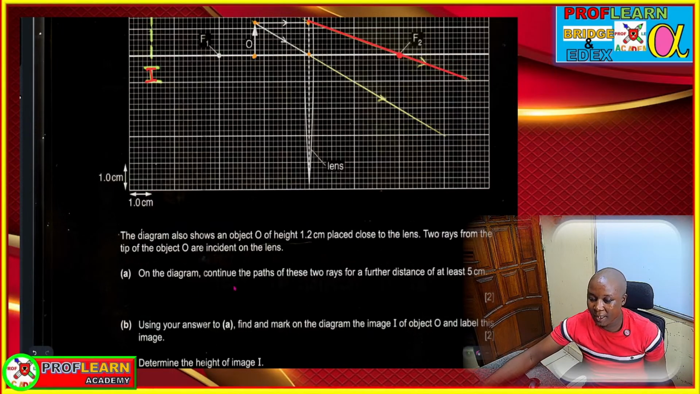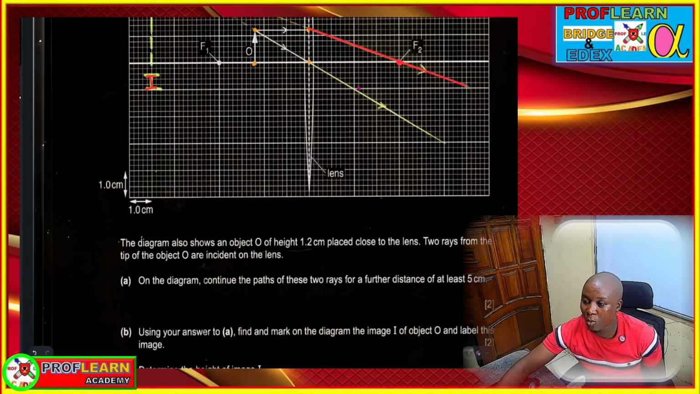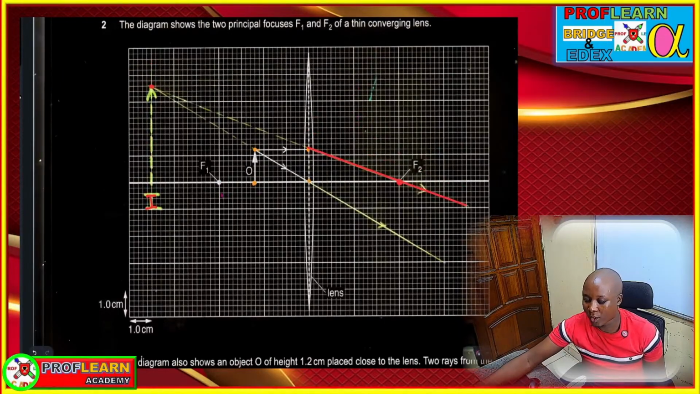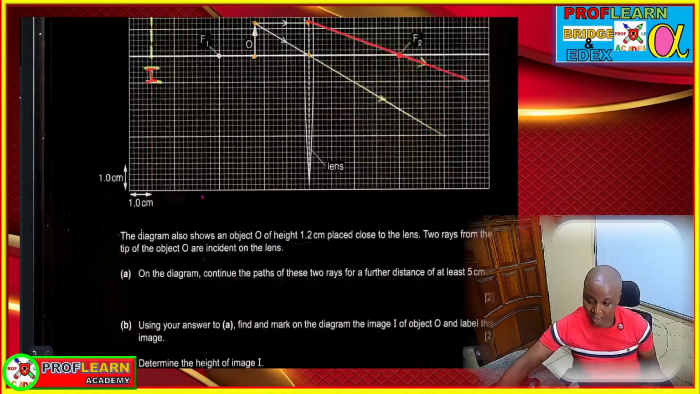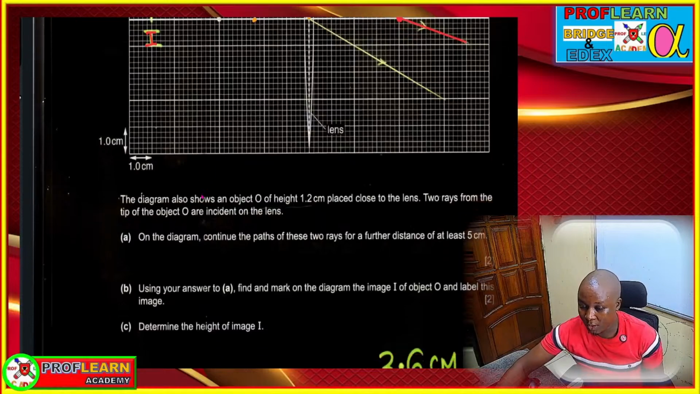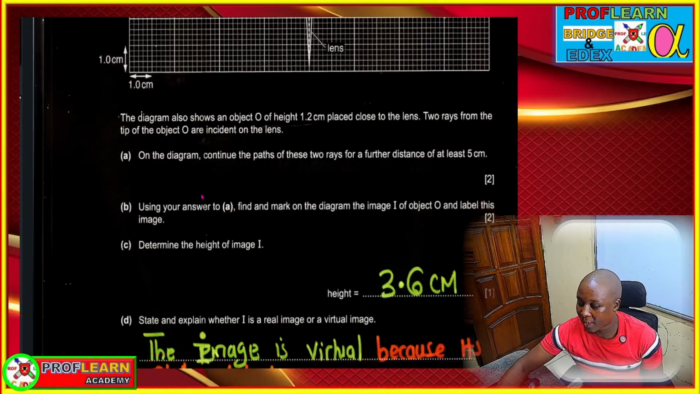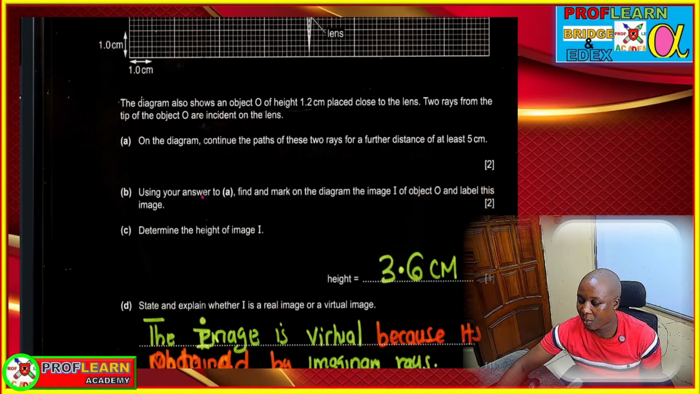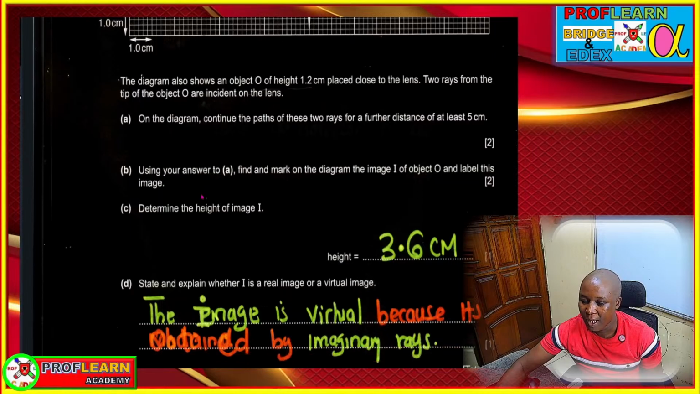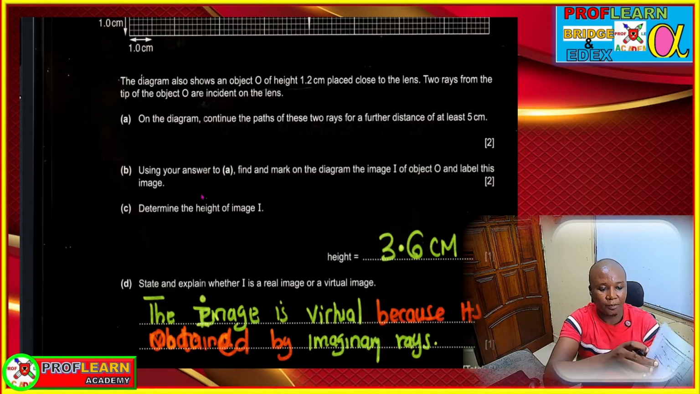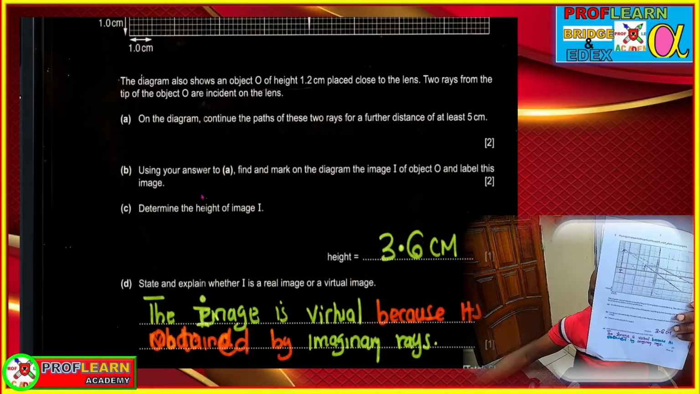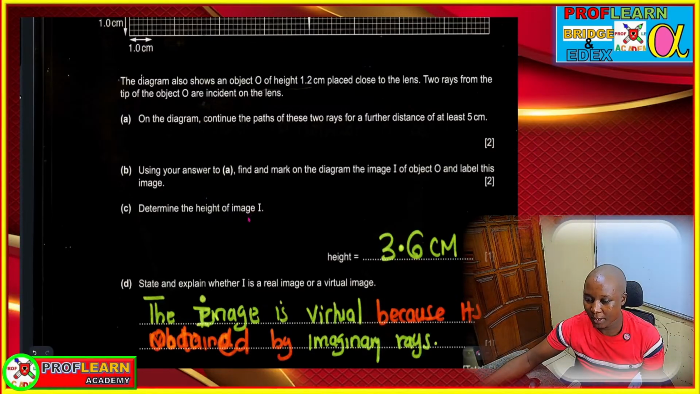So on the diagram, continue the path of these two rays. There is a ray that was given here, and this one that was given. Meaning we were to extrapolate the rays backward so that we can have our image. Find the mark on the diagram. You can see I labeled that I like that, and then I labeled the image I there, and then we were supposed to determine the height of the image.